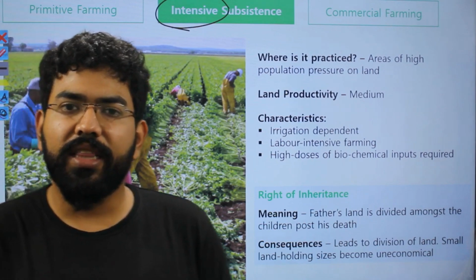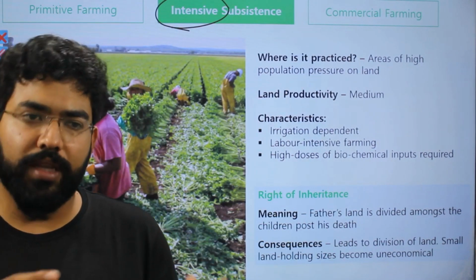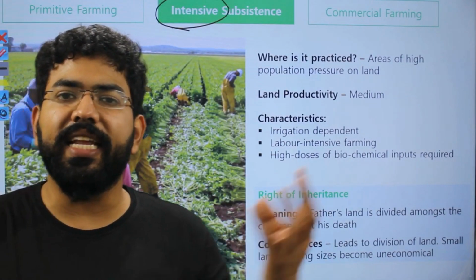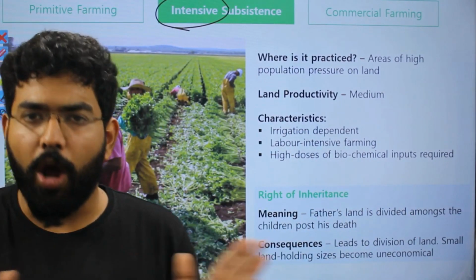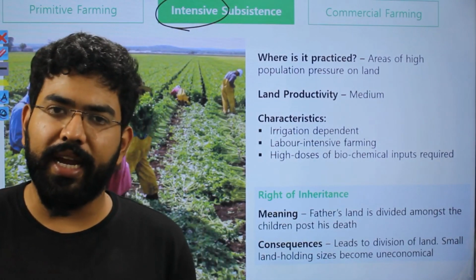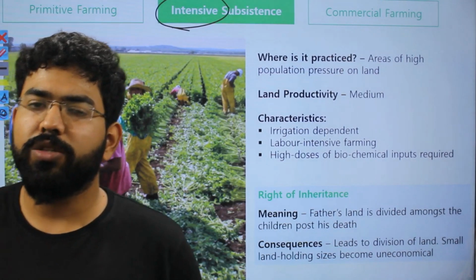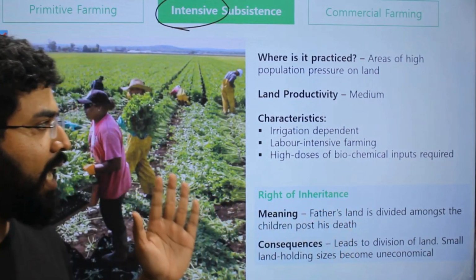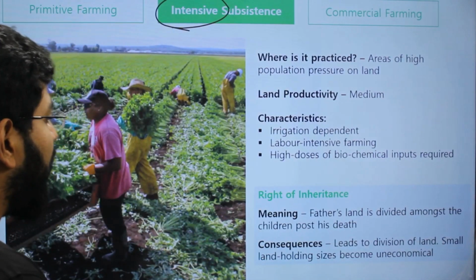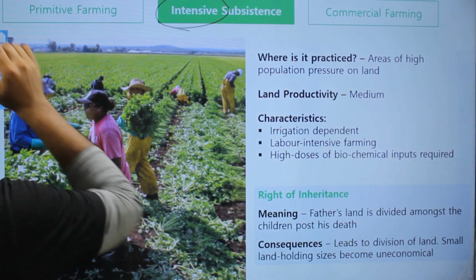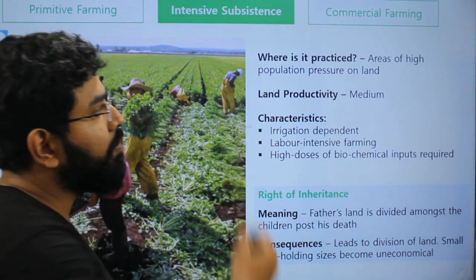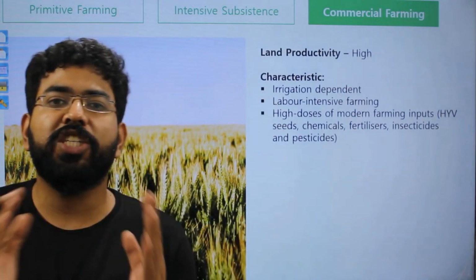So here the farmers are able to sustain their families as well, but they still have some that they can sell in the market. So not a lot, but still some crops they are able to sell in the market and get some profit out of it. So this is something that is largely prevalent in India. So in large parts of India you will see this, but this is not something that will bring large amounts of profit. That type of farming is your commercial farming.